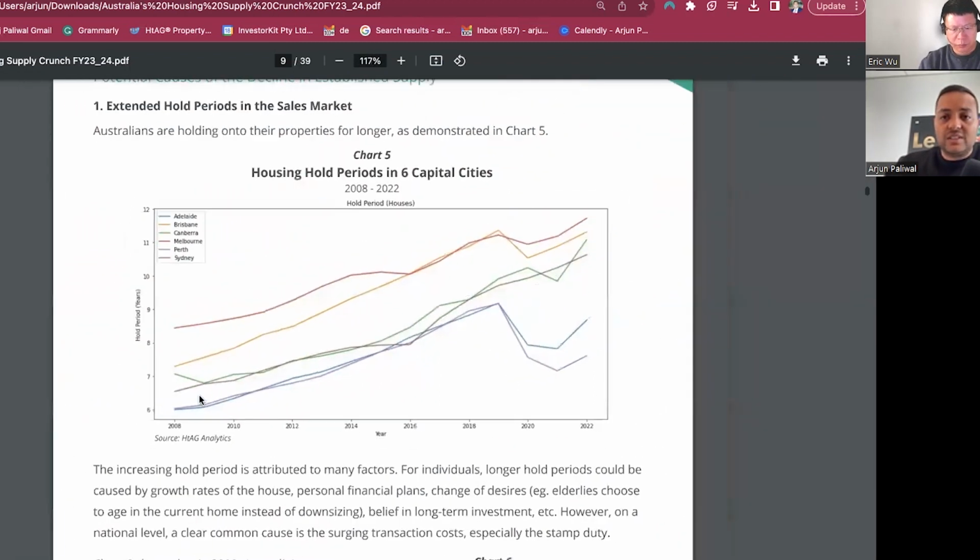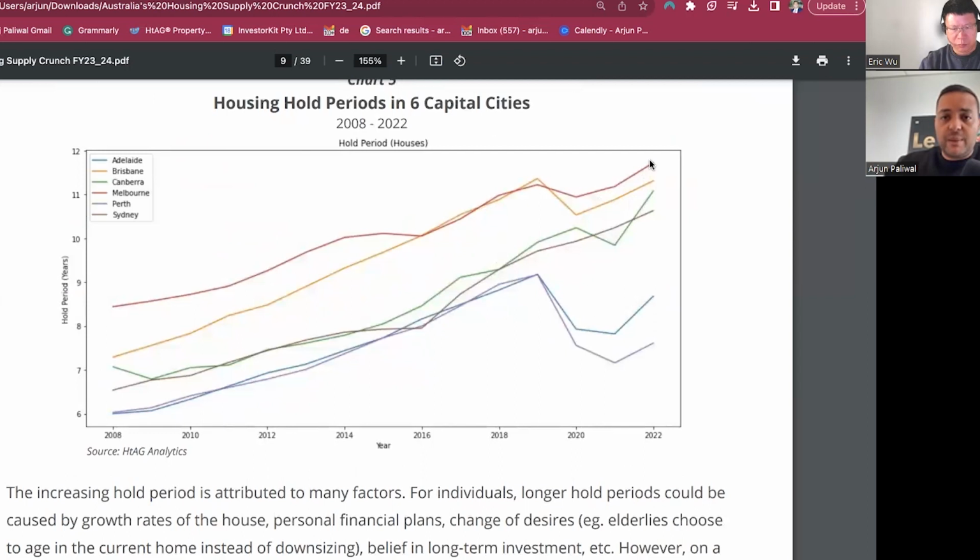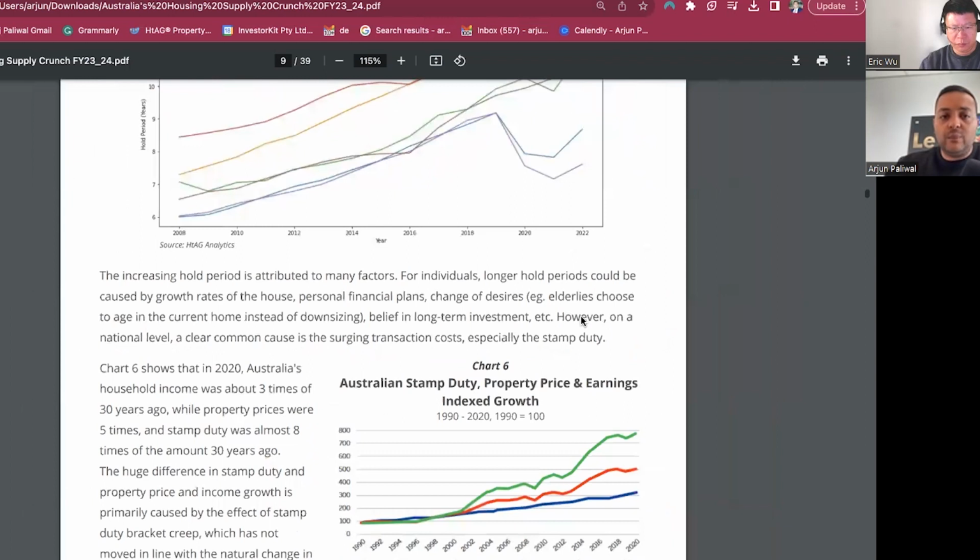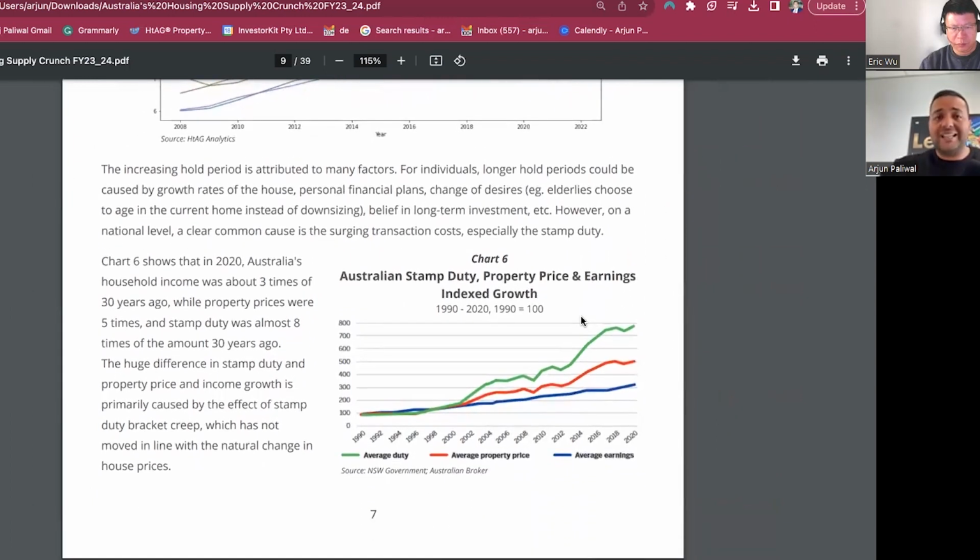And now this is trending up where you can see here people in Melbourne, look at that hold period, a very long period, about 10, 11, 12 years, holding properties for some time. Brisbane holding properties for some time. Canberra, all these numbers have lifted a lot. So the hold period is one thing. Could be multiple reasons, personal financial plans, how much houses have grown. If it gives you that wealth effect, you want to feel like you've got that there. Elderlies who are choosing to age in their current home instead of downsizing, people's belief in long-term investment in property after seeing so many booms and gains.